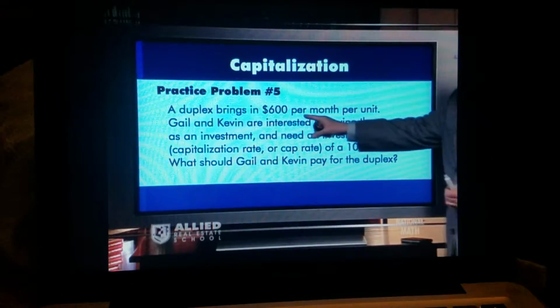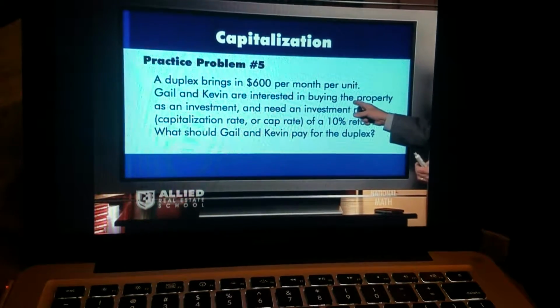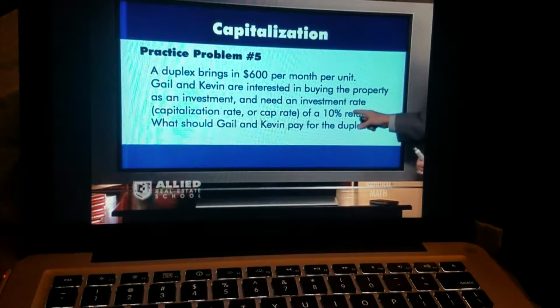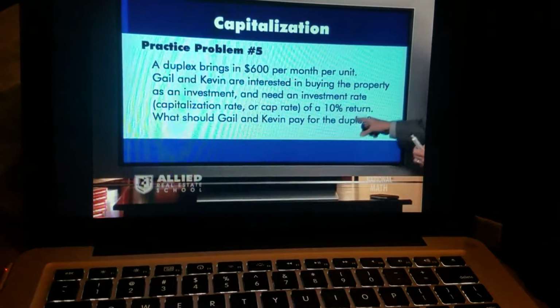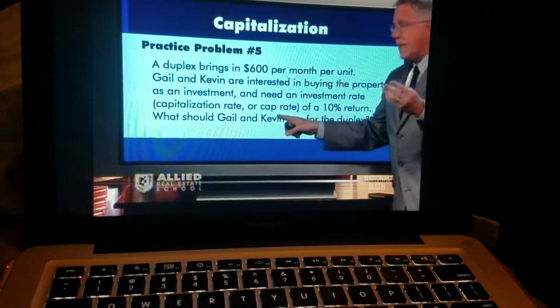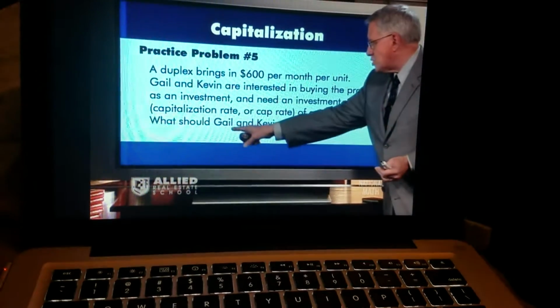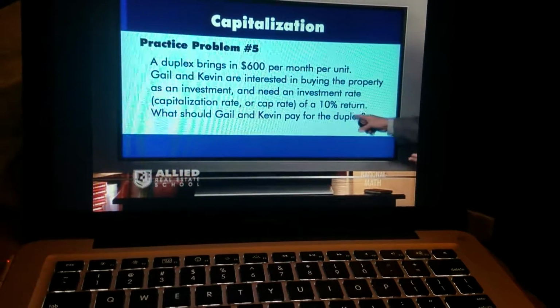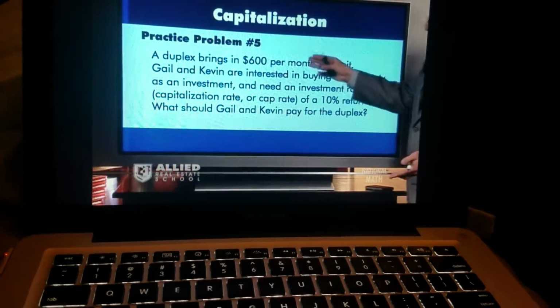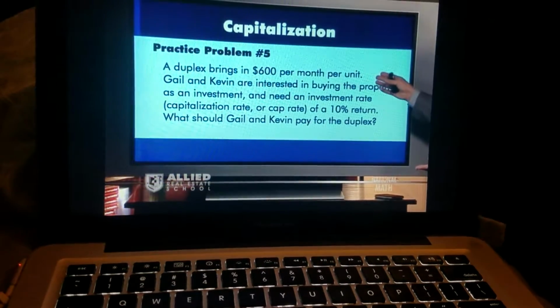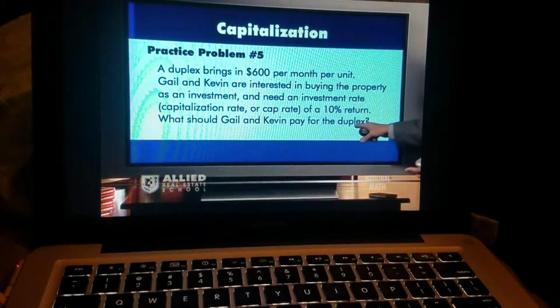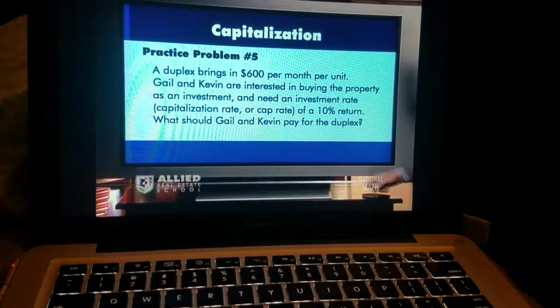Okay? Let's go on to number 5. Number 5 says this. A duplex brings in $600 per month per unit. Gail and Kevin are interested in buying the property as an investment and need an investment rate, a capitalization rate or cap rate, and we know what that is, of a 10% return. What should they pay for the property if they want that kind of return? So again, the duplex brings in $600 per month per unit, and they're looking for a 10% return. How much should they pay for it? That's the problem we're trying to solve here.